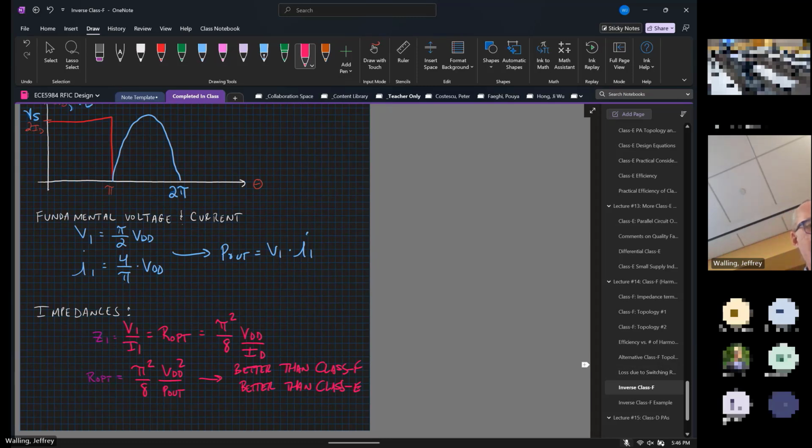Now, slightly different than the class F network, all the odd harmonics are going to be terminated with a short circuit. All the even harmonics are going to be terminated with an open circuit. And that's how we create the inverse class F. So it's basically everything that we did for the class F network, we do the inverse for the inverse class F network.